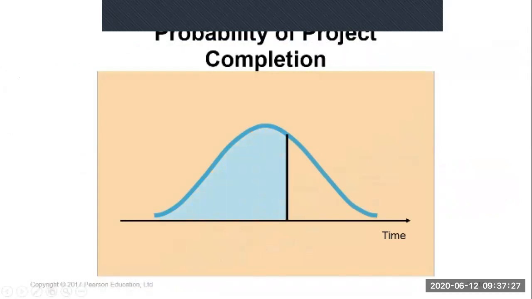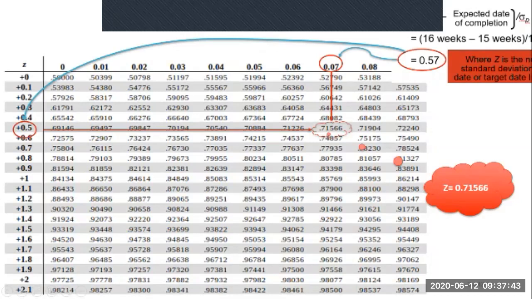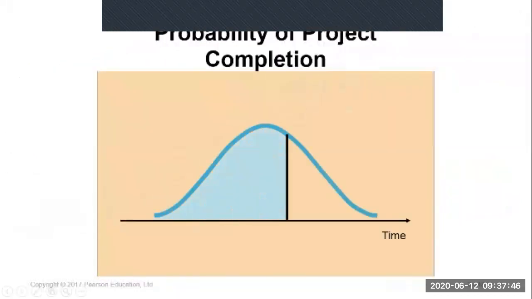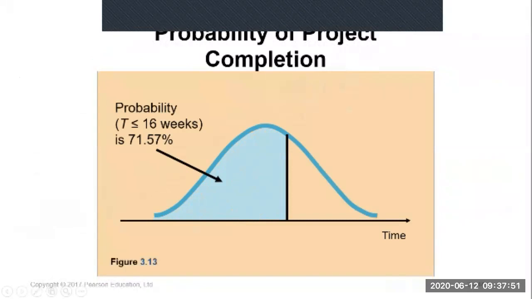So we go back to the distribution. 16 weeks here. So the probability that the project will complete before 16 weeks is 0.7157, which means 71.57%.